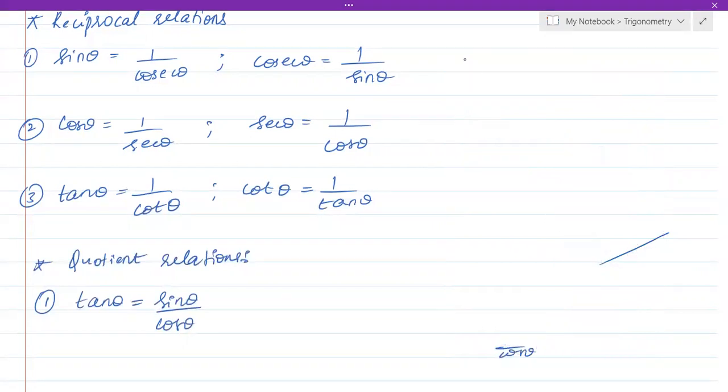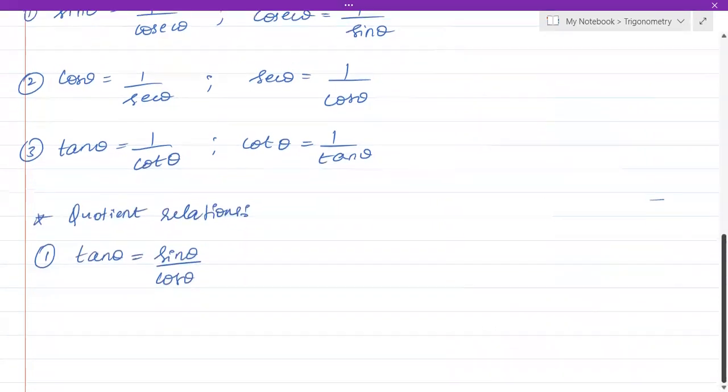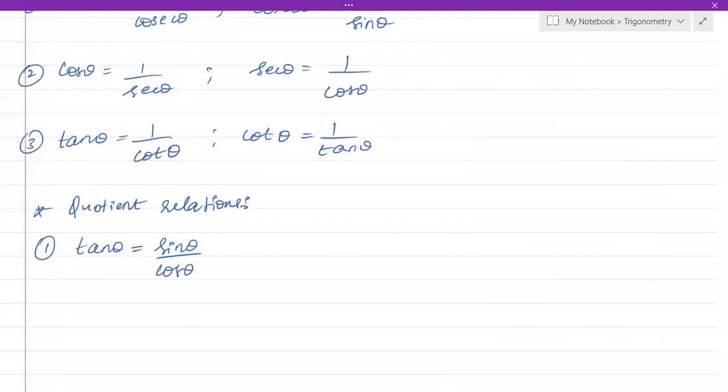Okay. Now, tan theta is sine theta by cos theta. So what will cot theta become? As I told you just now, cot theta is the reciprocal of tan theta. So you just take the reciprocal. Cot theta will become cos theta by sine theta. You can prove this on your own. It's a very easy proof. You can do it. Okay.